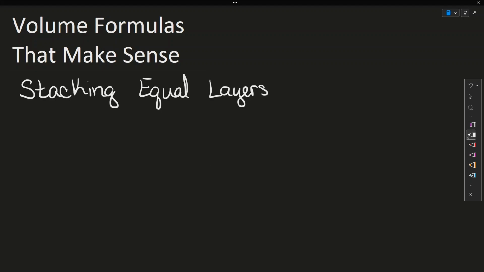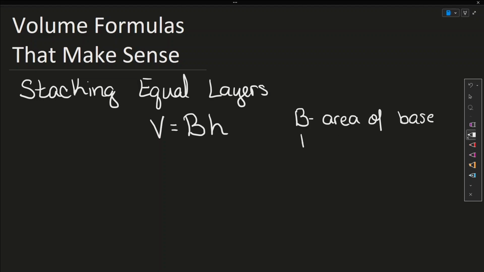The first is stacking equal layers. For prisms and cylinders, the cross-sections parallel to the base stay the same all the way through the solid. That means we can think of them as stacks of identical layers. For these, we have that volume is the area of the base times the height. So as a reminder, the capital B means area of the base, and H is the height.